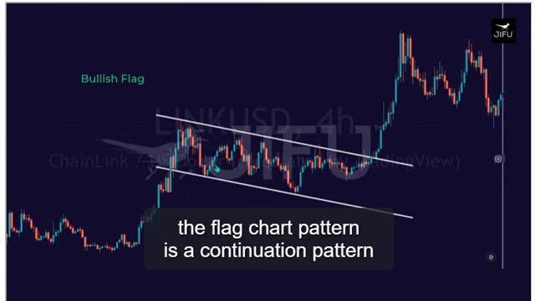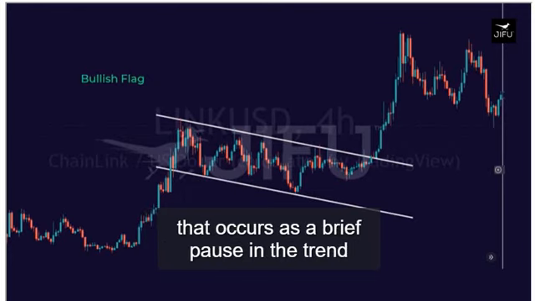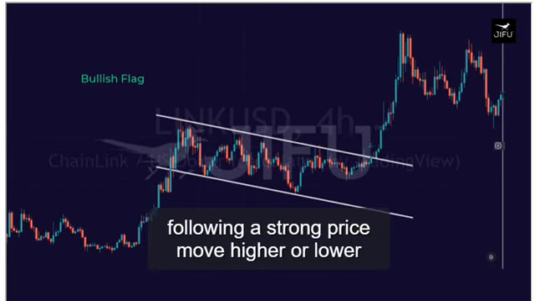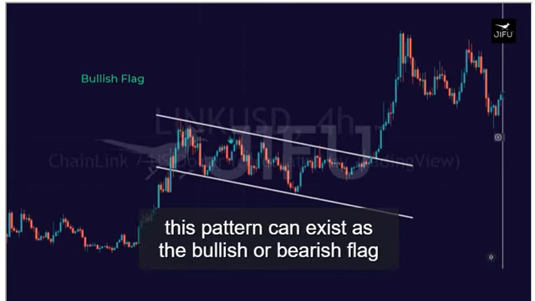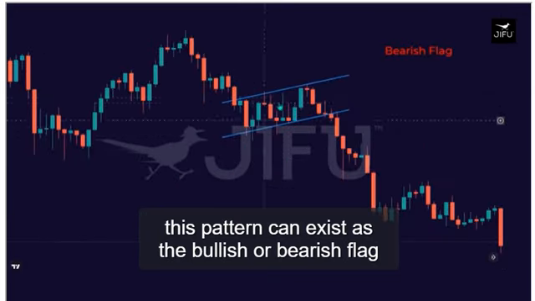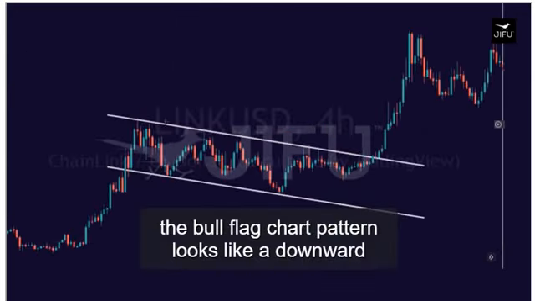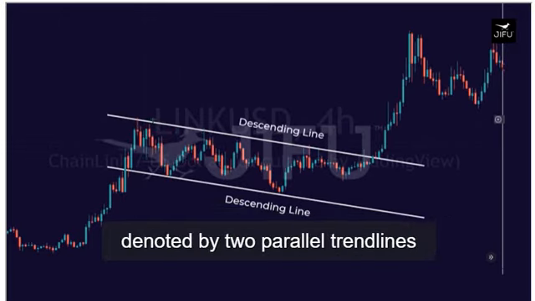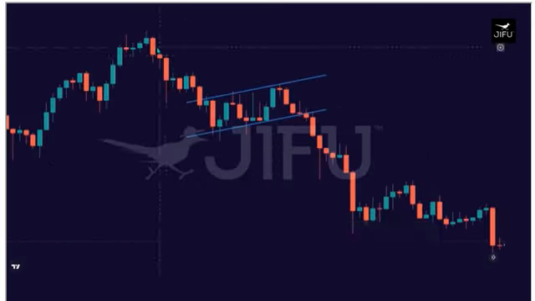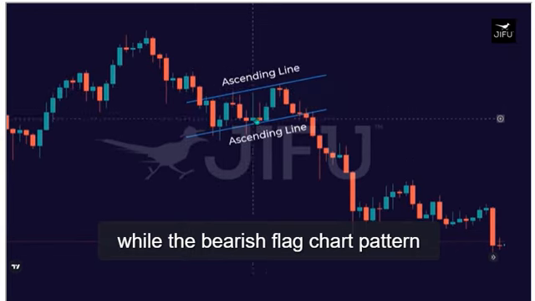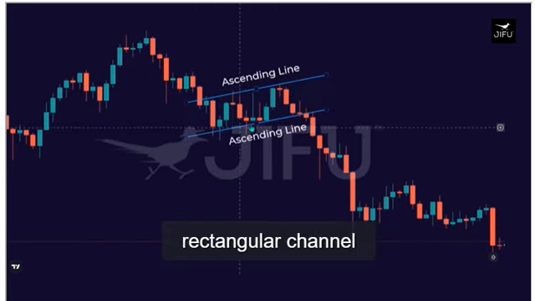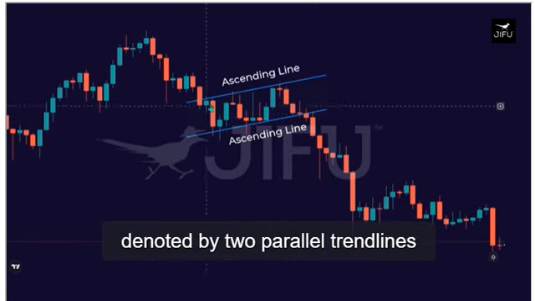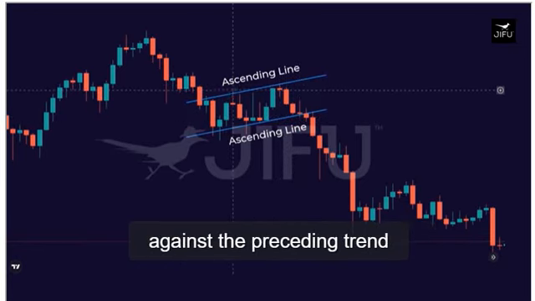The flag chart pattern is a continuation pattern that occurs as a brief pause in the trend following a strong price move higher or lower. This pattern can exist as the bullish or bearish flag. The bull flag chart pattern looks like a downward sloping rectangular channel denoted by two parallel trend lines against the preceding trend, while the bearish flag chart pattern looks like an upward sloping rectangular channel denoted by two parallel trend lines against the preceding trend.